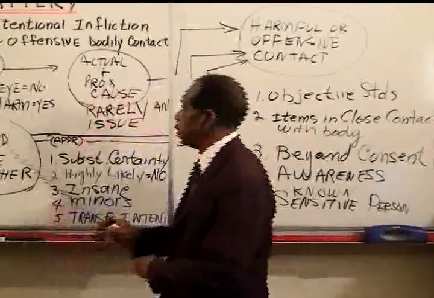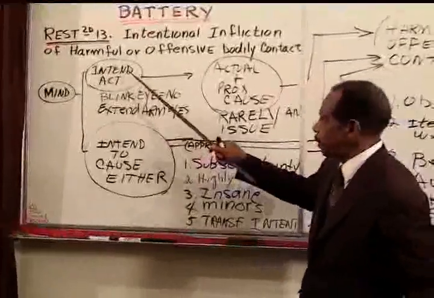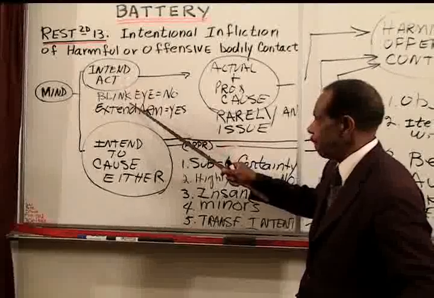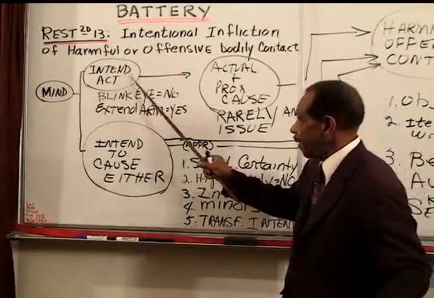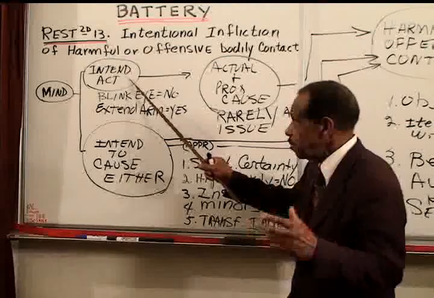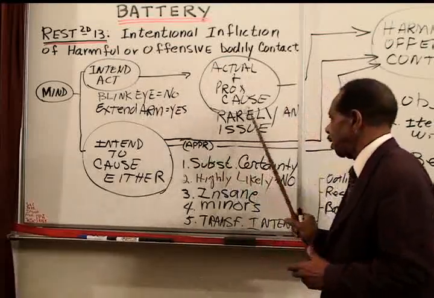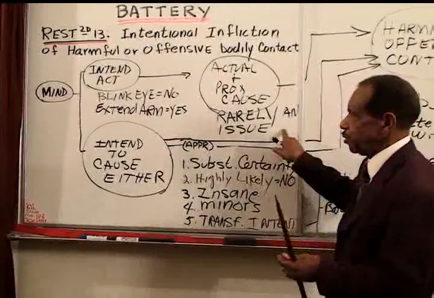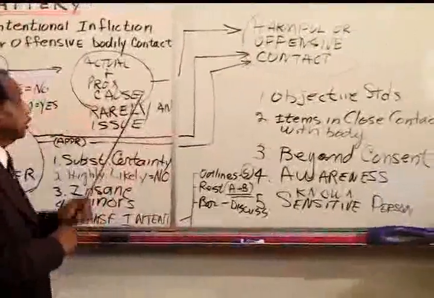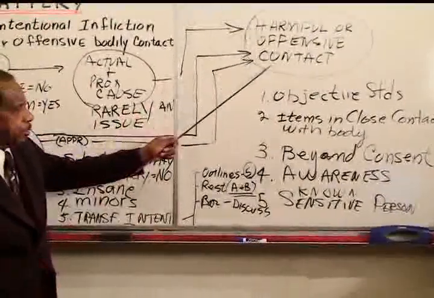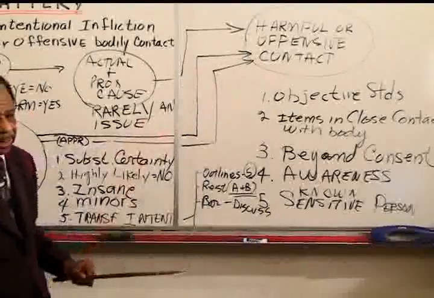And then finally, the top pathway here, you have to intend a volitional act, such as moving the arms as opposed to blinking the eye. And that body movement, the movement of muscle, must be the actual and proximate cause. This is never an issue, but you put it in there. It must be the actual and proximate cause of the harmful or offensive touching, again, using objective standards.